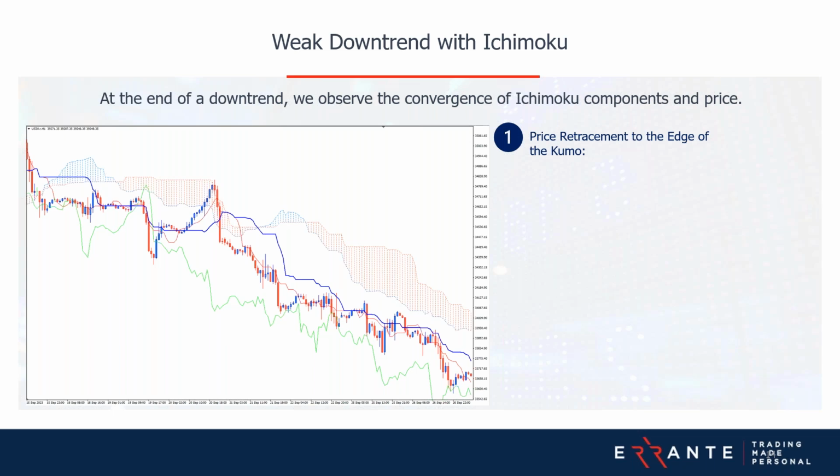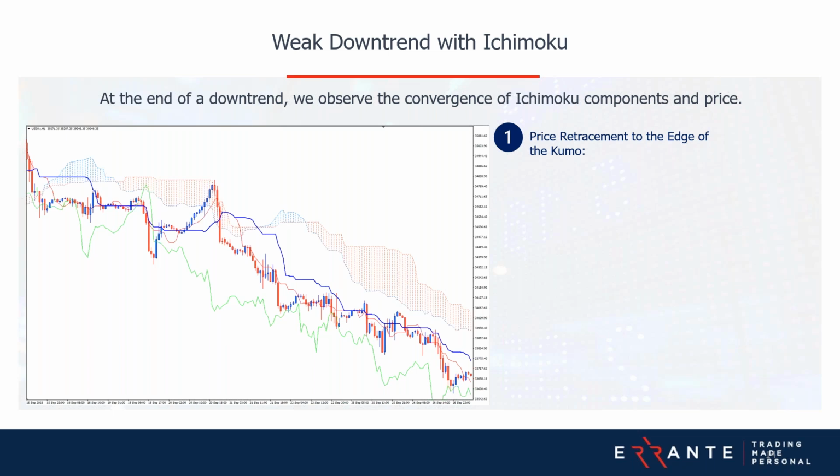First, we have price retracement to the edge of the Kumo. When we are getting into the end of a downtrend, we usually expect the price to get back to the Kumo, which decreases the distance between the Kumo and the price. For example, here, when we see the momentum is running out of steam, the price is getting closer to the Kumo. So when the price retraces to the edge of the Kumo, it suggests that the downtrend is losing its strength.